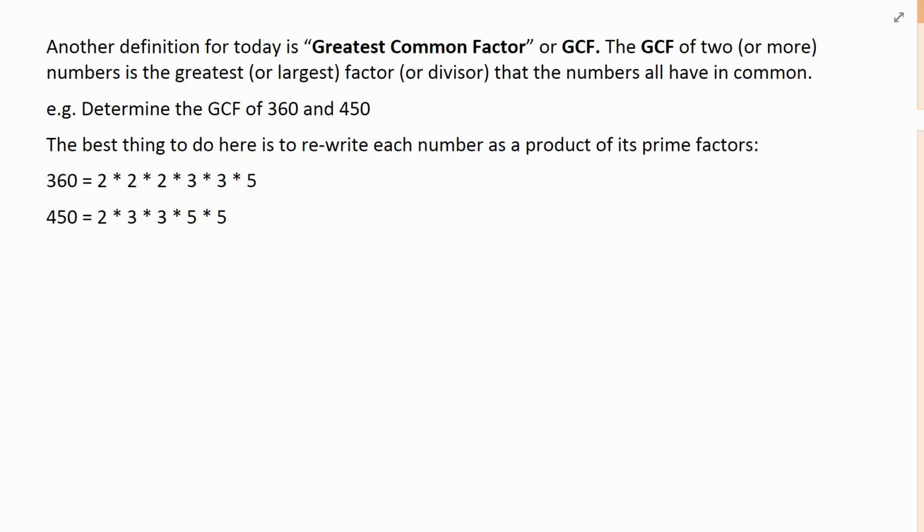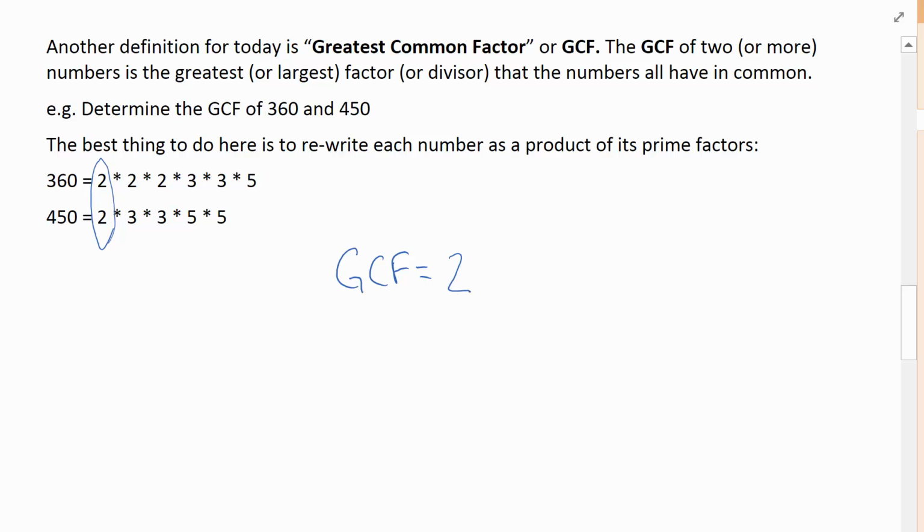360 is actually 2 times 2 times 2 times 3 times 3 times 5. I've skipped ahead a little bit in my working here. And 450 turns out to be 2 times 3 times 3 times 5 times 5. And what you do to get the GCF is you look at what these two numbers have in common as far as their prime factors go. Notice they both have a 2. So we'll put that down as something they have in common.